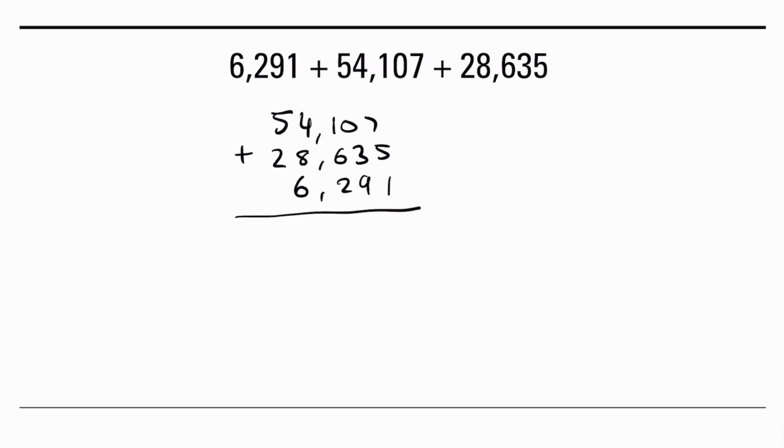7 plus 5 is 12, plus 1 is 13. 1 plus 0 is 1, plus 3 is 4, plus 9 is 13 again. 1 plus 1 is 2, plus 6 is 8, plus 2 is 10. 1 plus 4 is 5, plus 8 is 13, plus 6 is 19. 1 plus 5 is 6, plus 2 is 8. And so we get 89,033.